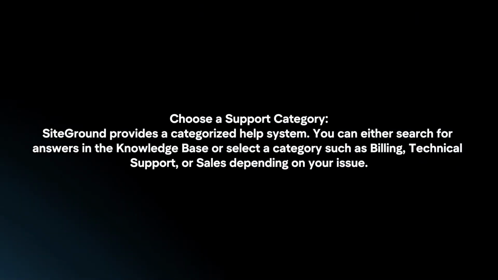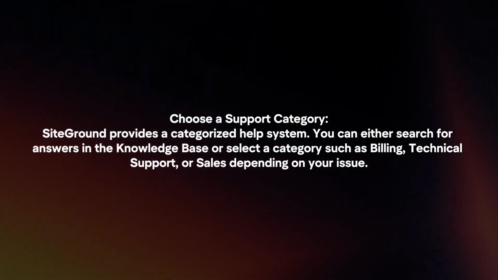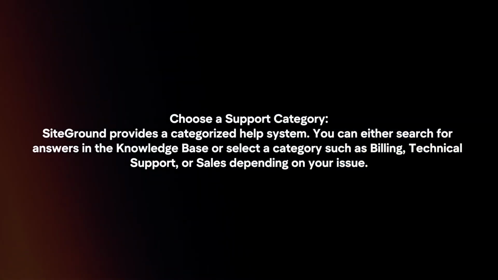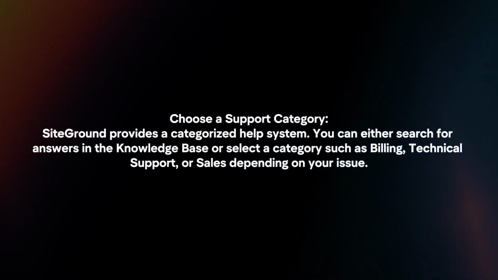Choose a support category. SiteGround provides a categorized help system. You can either search for answers in the knowledge base or select a category such as billing, technical support, or sales depending on your issue.